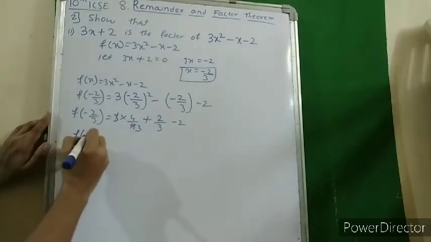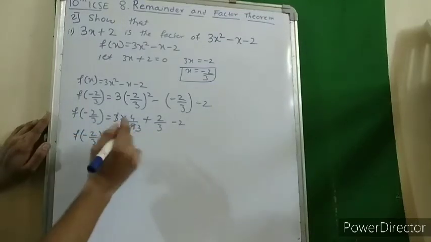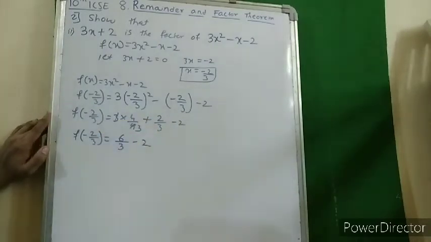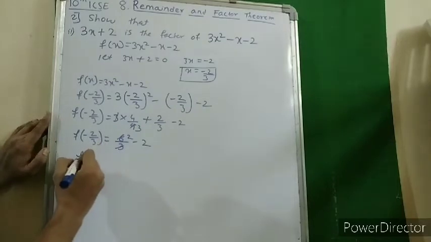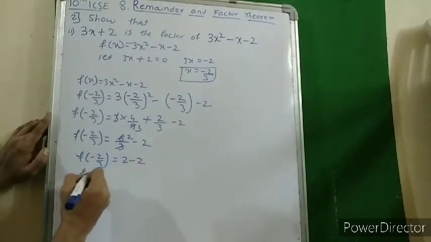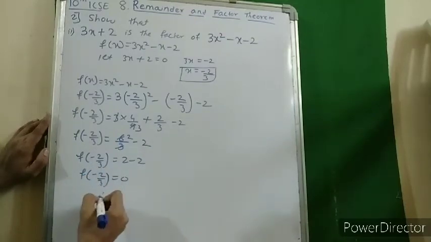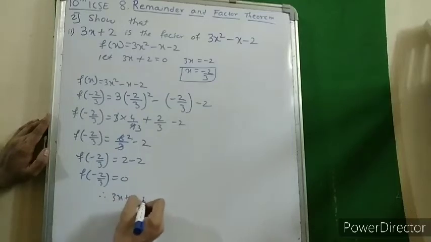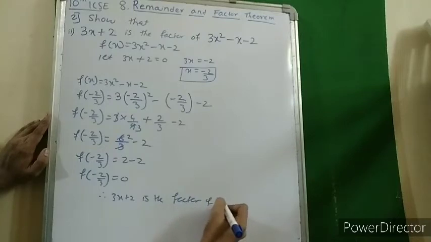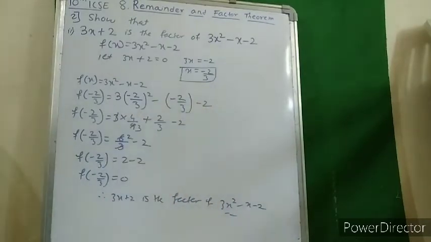So function of minus 2 upon 3 is equal to, both of them have the same denominator, that is 3. I'll write 3, and 4 plus 2 is 6, minus 2 as it is. 3 ones are 3, 3 twos are 6, so function of minus 2 upon 3 is equal to 2 minus 2, which is equal to 0. As it is 0, I can say that therefore 3x plus 2 is a factor of 3x squared minus x minus 2.